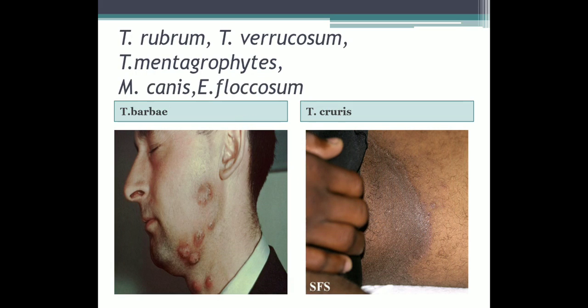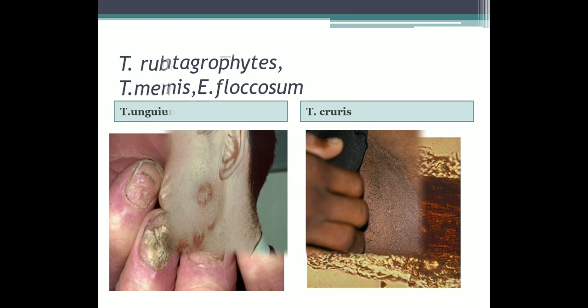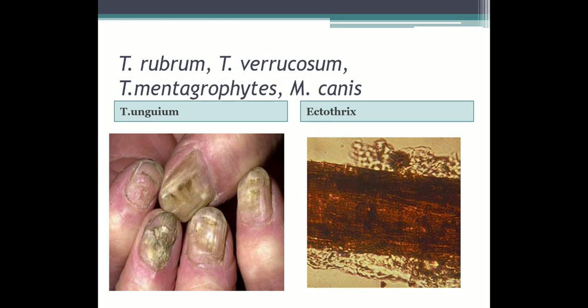Then you have barber's itch, where you find annular lesions over the bearded area of the face, called Tinea barbae. Due to the wearing of tight-fitting undergarments, annular lesions occurring in the groin can also be a possibility, called Tinea cruris. If it occurs in the fingers, it is called Tinea manuum.